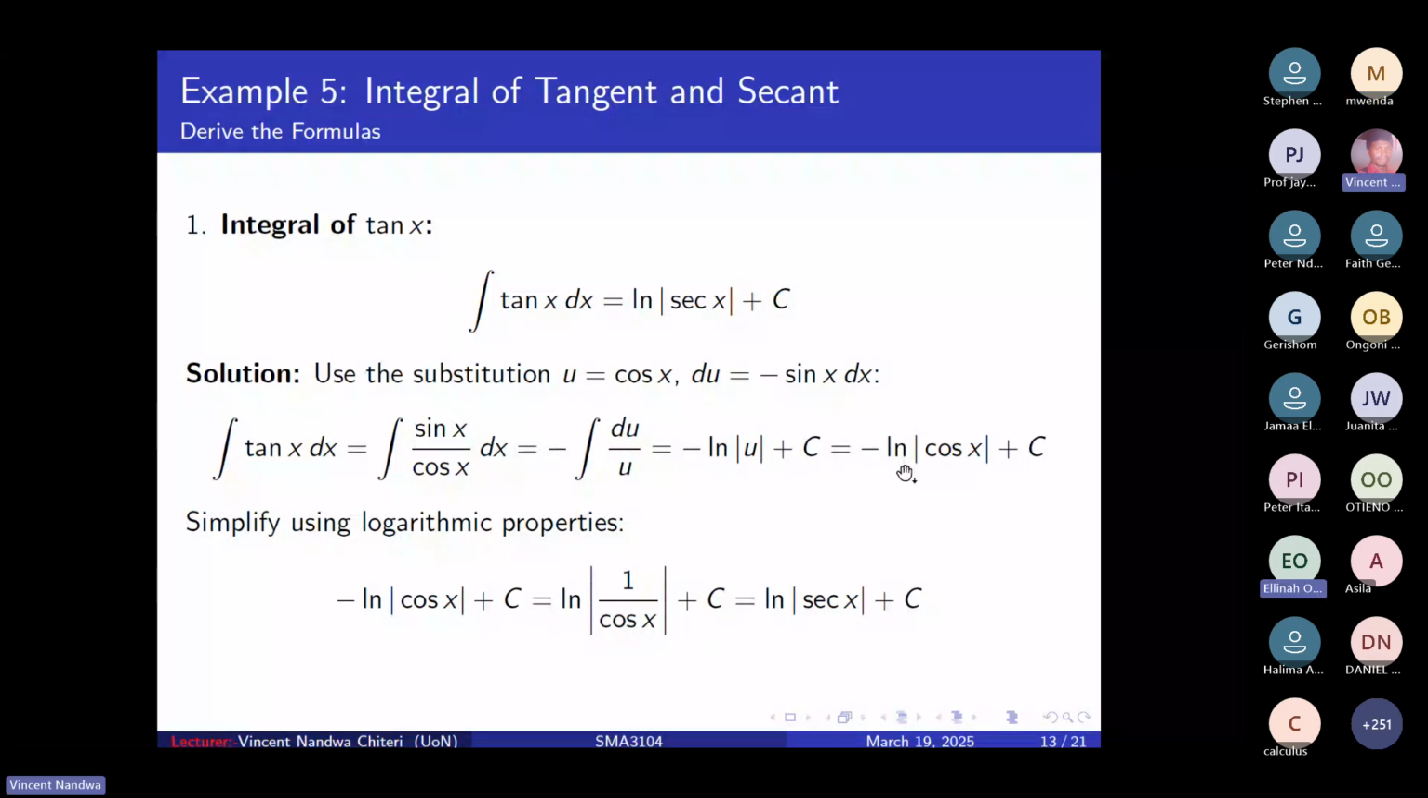But from laws of logarithms, you know that m ln of a is the same as ln of a to the power m, so this negative can be moved to become a power on cosine of x. And cos x to the power minus 1 is simply 1 over cos x, and 1 over cos x is nothing but sec x. That's why we usually say that the integral of tan x dx is ln of sec x plus c.